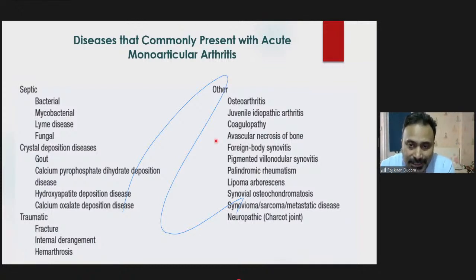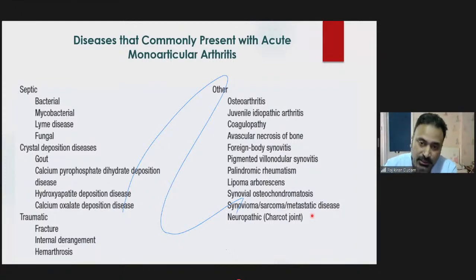So what are the diseases which can present as an acute monoarticular arthritis? When I'm talking about acute monoarticular arthritis, it's an arthritis of less than 6 weeks duration. In an acute arthritis, we need to think of infection. We need to think of crystal diseases like gout and pseudogout. We need to think of trauma. But sometimes, rarely, a juvenile arthritis or an osteoarthritis can flare up and present as an acute arthritis.